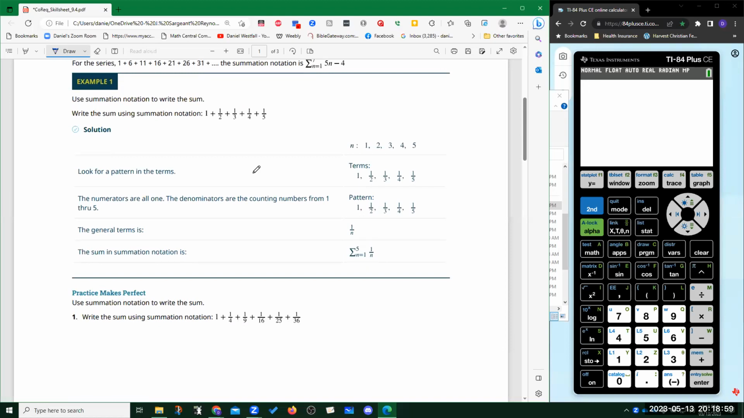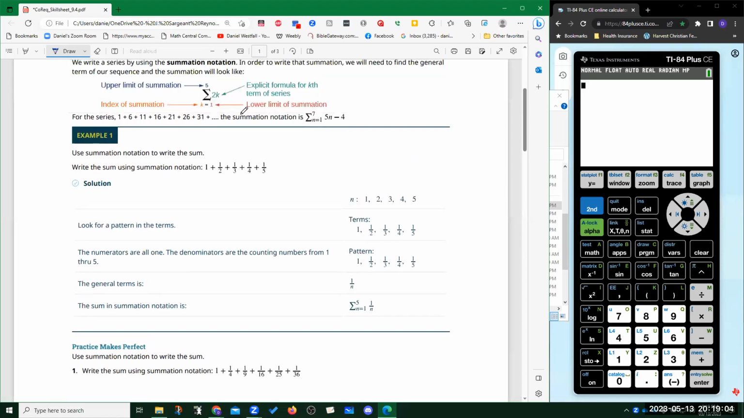For example, the series 1, 6, 11, 16, 21, 26, and 31 has a general formula in the form of an arithmetic sequence of 5n minus 4. If we stick in n equals 1, we get 5 times 1 is 5, minus 4 is 1. That generates our first term. We're taking steps of 5 every time. 1 plus 5 is 6, plus 5 is 11, plus 5 is 16, plus 5 is 21, plus 5 is 26, plus 5 is 31. There's 1, 2, 3, 4, 5, 6, 7 terms there that we're interested in.